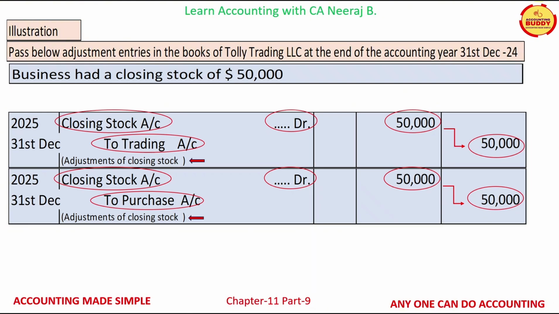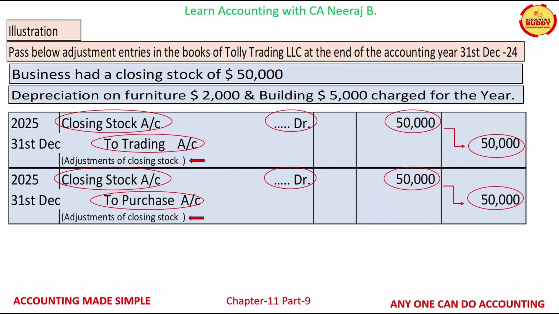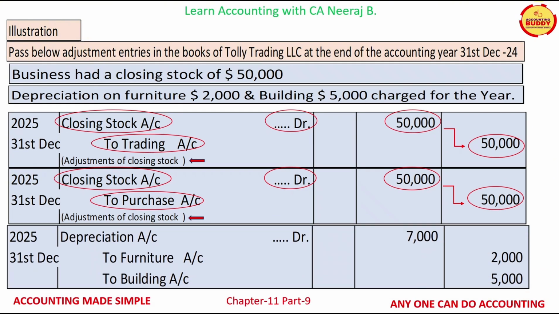Next transaction on your screen is depreciation on furniture $2,000 and on building $5,000 charged for the year. The accounts affected by this transaction are depreciation account, furniture account and building account. Depreciation account will be debited by $7,000 and the furniture account and the building account will be credited by $2,000 and $5,000 respectively.